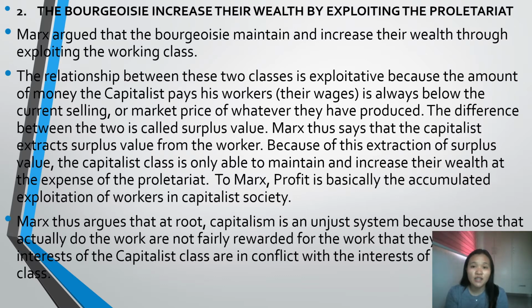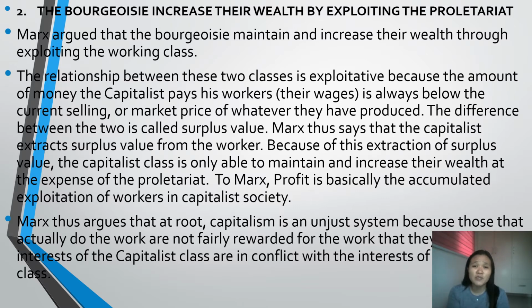Because of this extraction of surplus value, the capitalist class is only able to maintain and increase their wealth at the expense of the proletariat. Siyempre, payaman sila ng payaman dahil sa mga trabador nila. Kasi, kapag walang trabador, hindi naman gagana yung business nila. Hindi tatakbo yung business nila kung wala silang mga trabador.